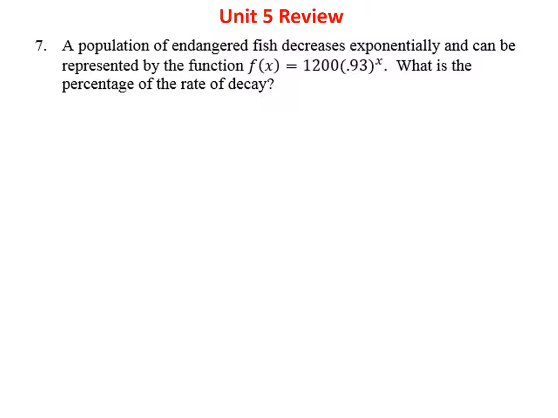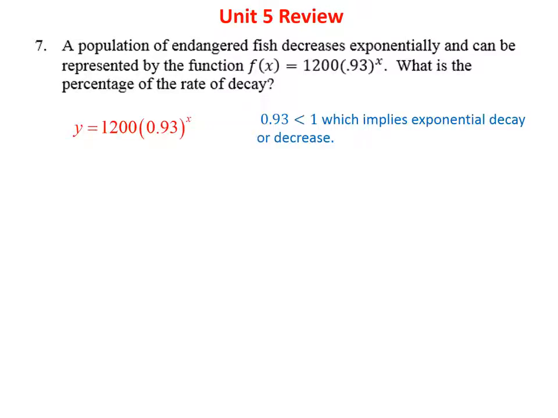Problem number 7 states that a population of endangered fish decreases exponentially and can be represented by the function f of x equals 1200 times 93/100 to the x power. What's the percentage rate of decay? First of all, we notice that it is a decay. If your factor b is between 0 and 1, this is exponential decay, and 93/100 is obviously less than 1. But what's the rate of decay?